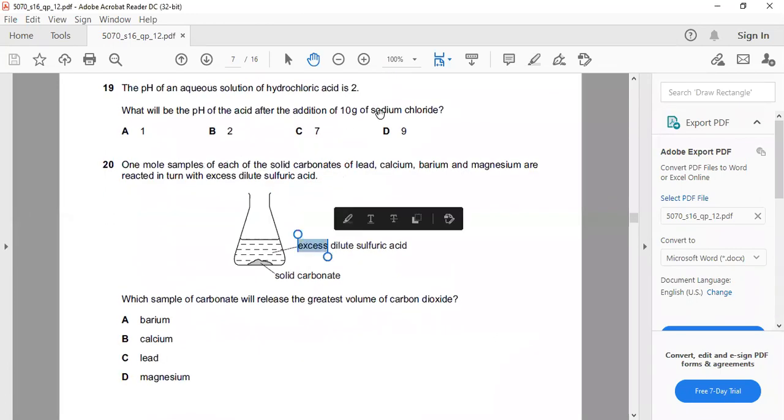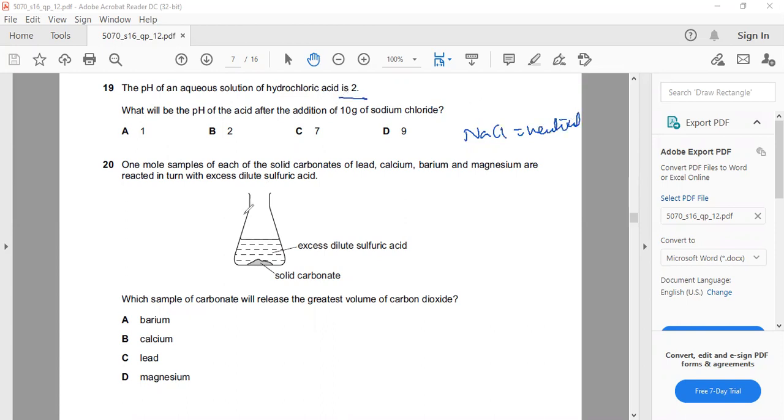Question 20. Very simple question about acid base pH. You must know NaCl is neutral. Hydrochloric acid has pH 2. What will be the pH of the acid if you add 10 grams of sodium chloride? Nothing will happen because it's neutral. If you add a neutral species, nothing will happen.